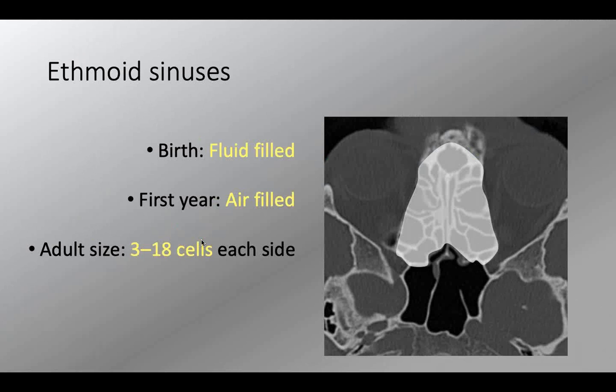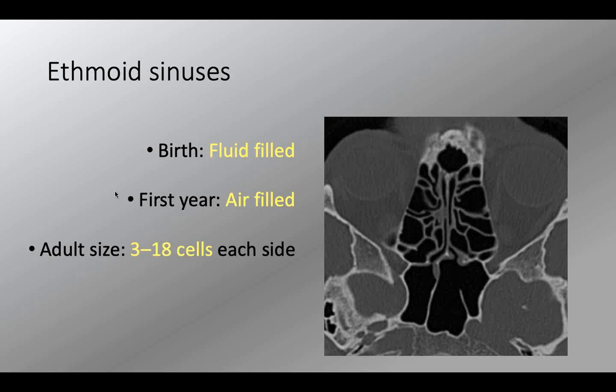So let's go to the ethmoid sinuses. They are fluid-filled at birth. The first sinuses to develop already during pregnancy. And during the first year, they get air-filled. In adults, there might be as many as 18 cells on each side.